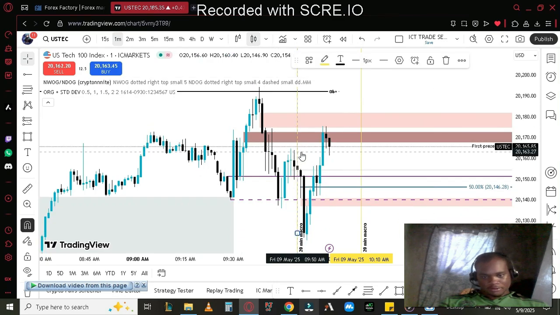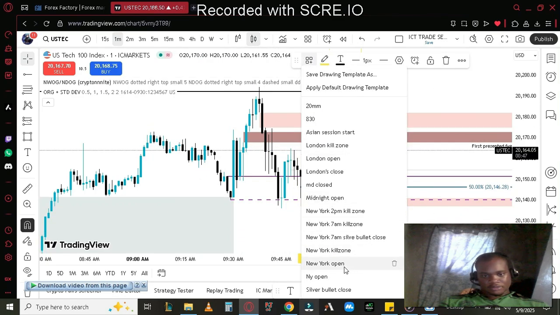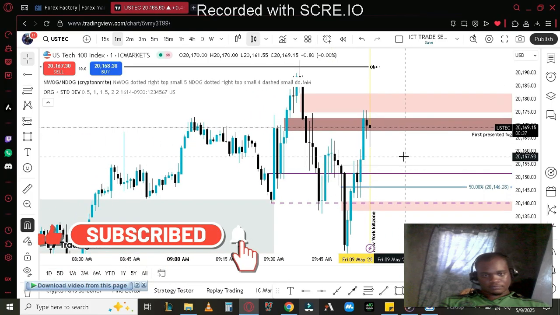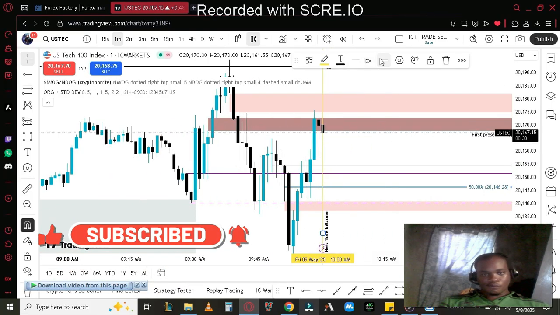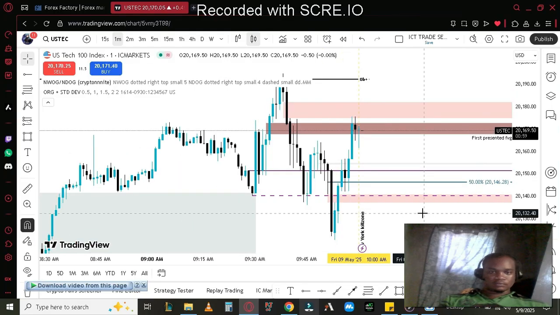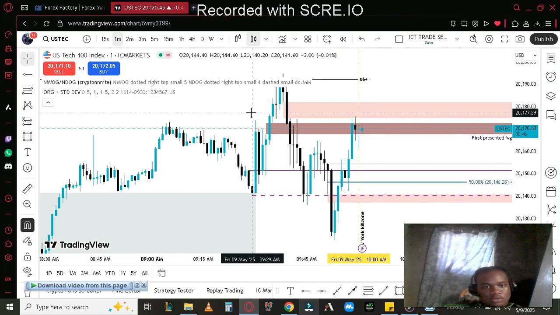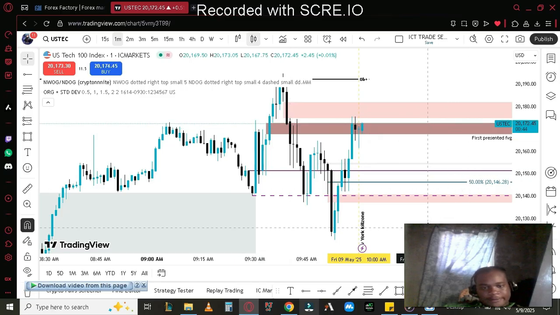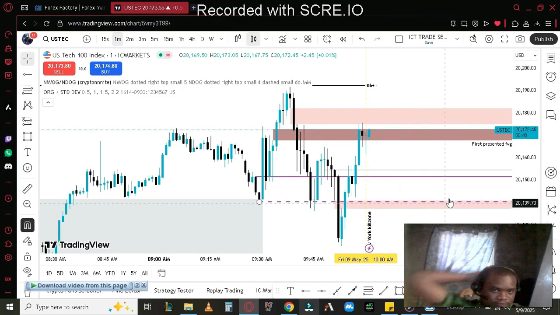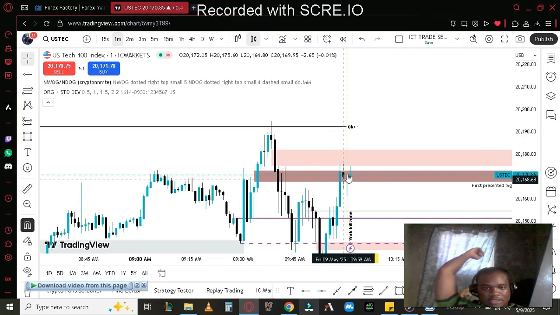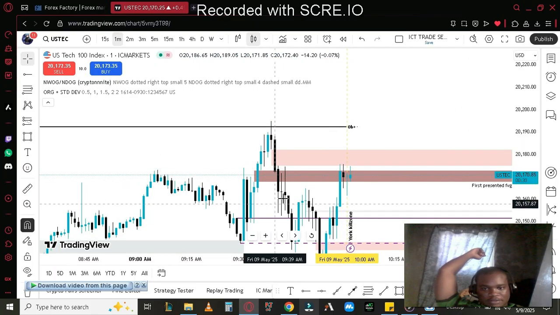All right, so it's now 10 a.m. This is also a kill zone. And this is the boring part of trading. So now I pretty much just wait and see what happens. A bit of time dilation happening to the first presented FVG right there.